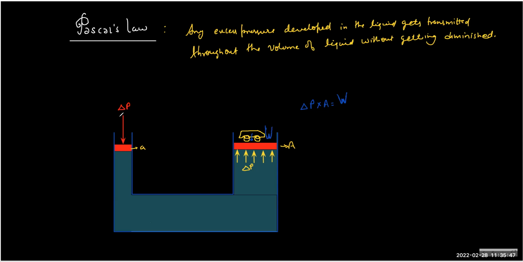Now to create this delta P, I imagine that we have a small object here. We put a small weight w. So we can say this delta P is equal to how much? The weight which you have put upon the area. And from these two equations, what can you write? That w upon small a is equal to big W upon big A. That's a very interesting answer: w by small a is big W by big A.